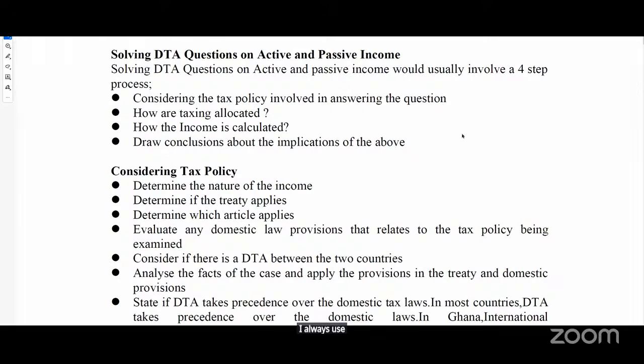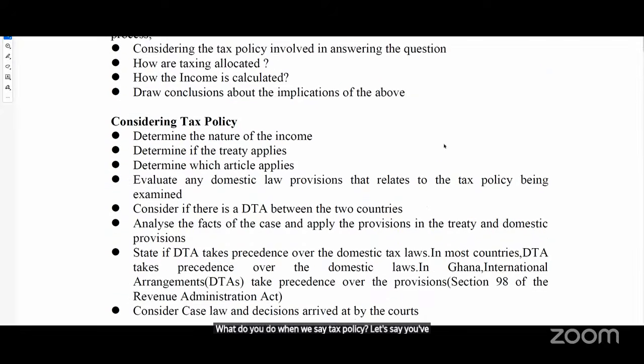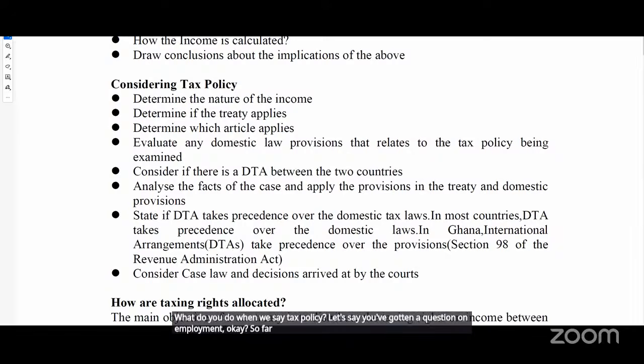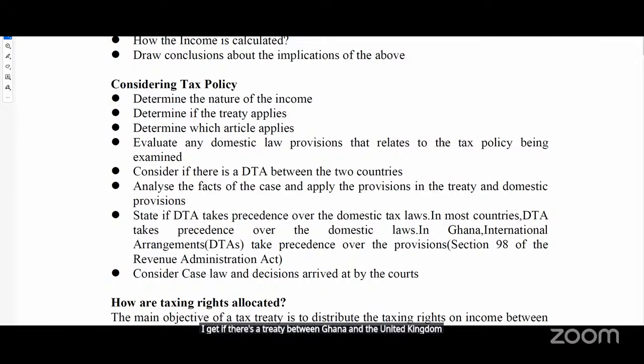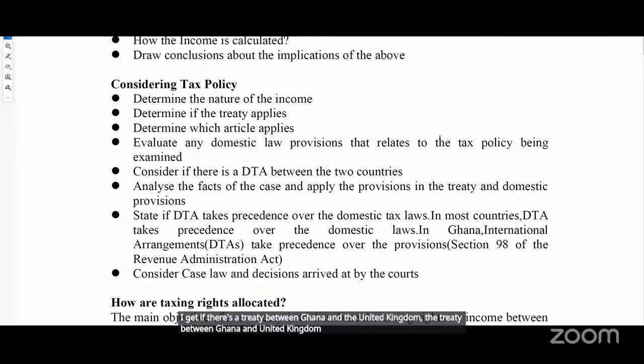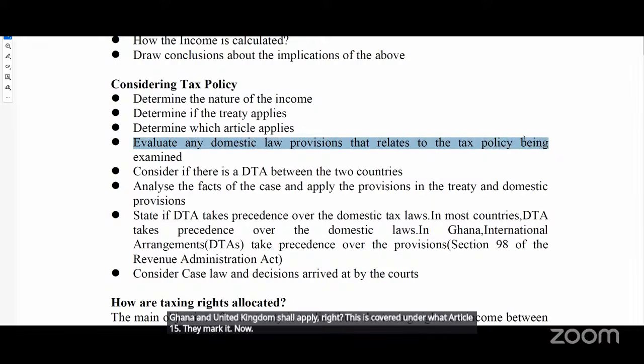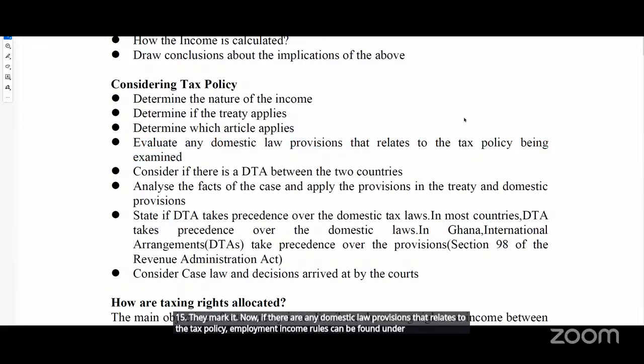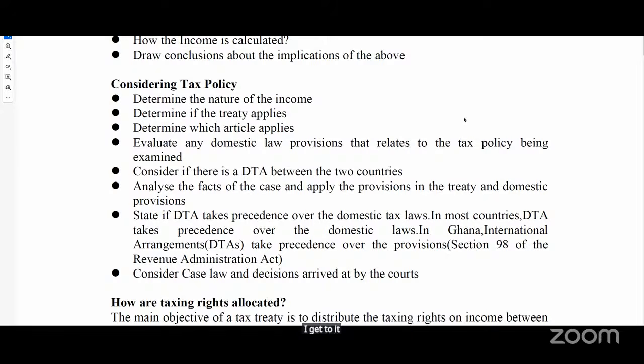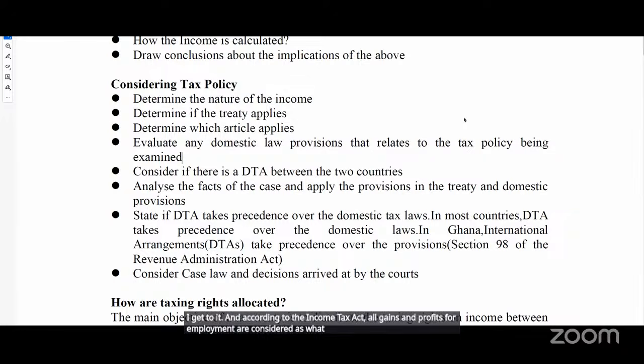So what do you do when we say tax policy? Let's say you've gotten a question on employment. So far as Ghana is involved, talk about the nature of the income, that this involves employment income. If there's a treaty between Ghana and the United Kingdom, it shall apply. This is covered under what? Article 15. They mark it. Now, if there are any domestic law provisions that relate to the tax policy, the employment income rules can be found under Section 4 of the Income Tax Act. And according to the Income Tax Act, all gains and profit from employment are taxed as employment income.